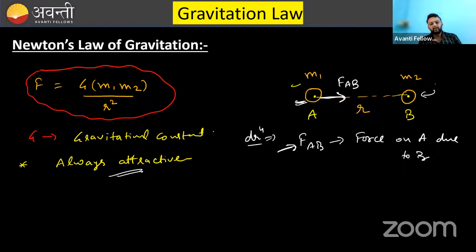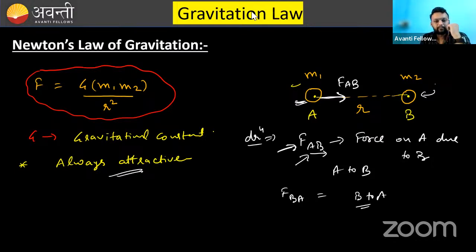Can you identify FAB? In short, if FAB is mentioned, then the direction should be from A to B, in this direction. And if FBA is mentioned, the direction should be from B to A. Tell me one thing, is the direction concept clear? How to get the direction of gravitational force? If it is clear, then it's very simple.